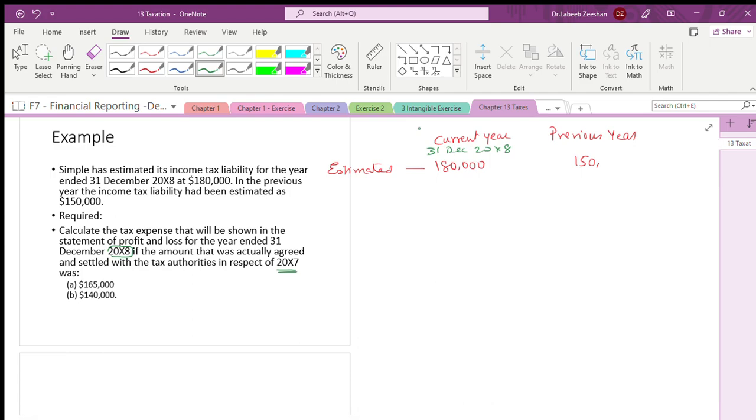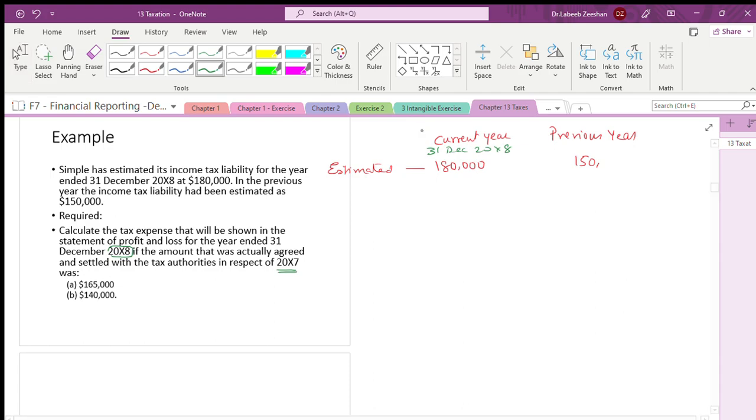For 2007, how much have they paid? They have paid 165. Is it right? And how much is the current year? The current year is going to be 180. They have estimated how much? Yes, fine. Now, what we have to do is make sure how things are working.